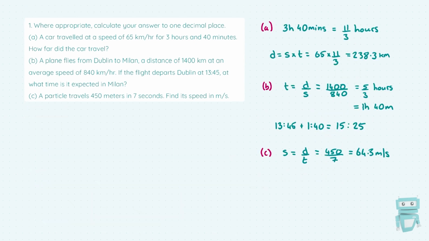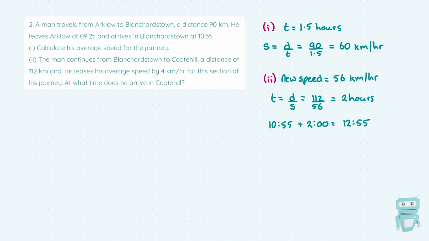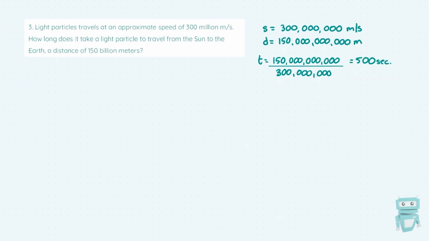Here in question 1, we're working with our 3 formulas. Just be wary in part A that you convert that time into single units of hours. In question 2, I hope you can see in part 1 that the time taken was 1.5 hours. And in question 3, we're still working with the same formulas, but we're using gigantic numbers. But don't let that throw you because your calculator does the hard work of that.